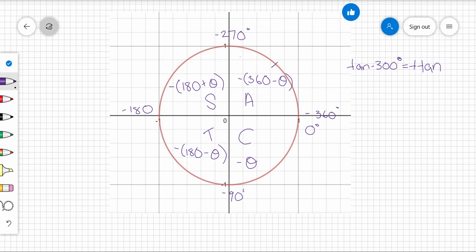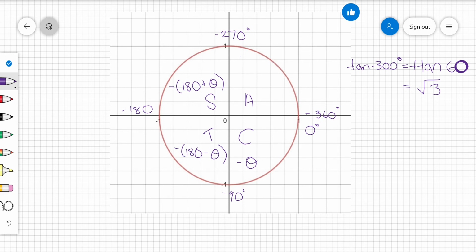And the acute angle in this case, we can say, well, 360 minus 60 gives us the 300 with the negative in front. So it's the same as positive tan 60. We know it goes 1 on root 3, so we've got positive root 3 as our answer.